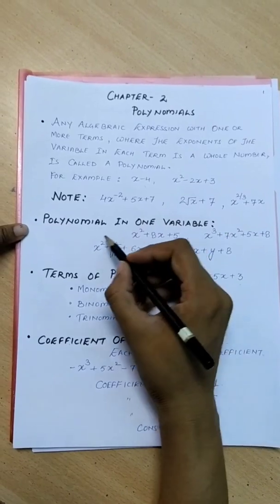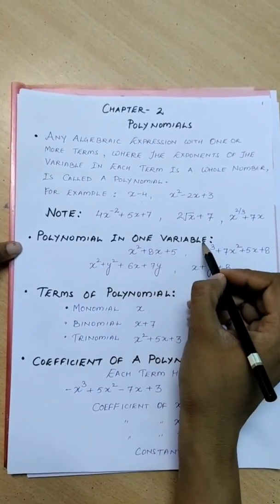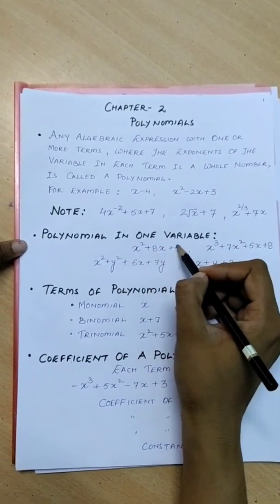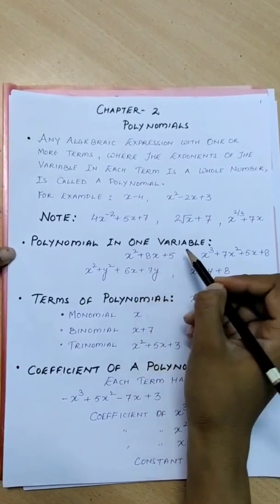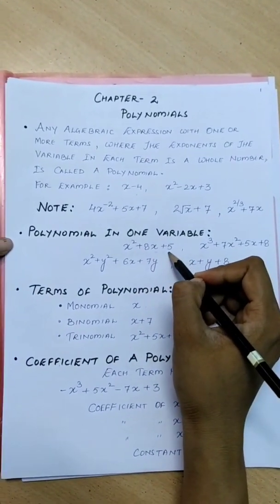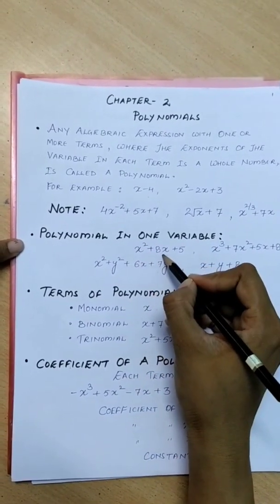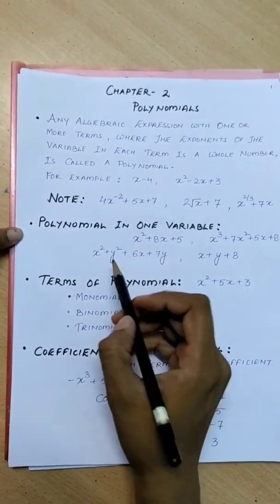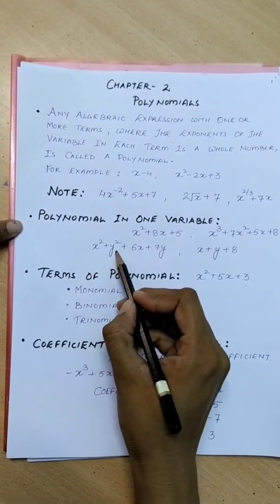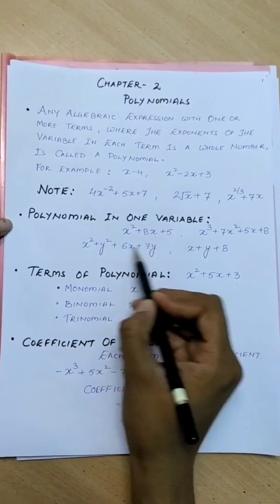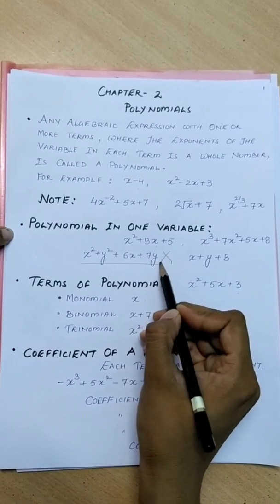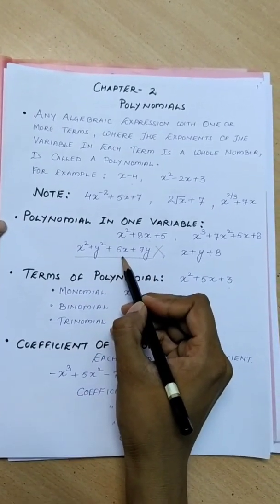Now come to next topic, polynomial in one variable. If they have only one variable, either x or y or t, anything, but it should be one, it means it is polynomial in one variable. For example, x square plus 8x plus 5. If we are talking about this, x square plus y square plus 6x plus 7y, this is not a polynomial in one variable. This is a polynomial in two variables.